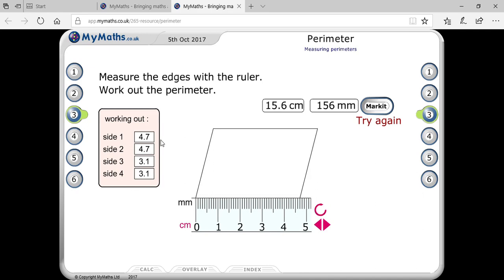Okay, no, it's okay. Give me one second, I'm checking very quickly. 4.7 plus 4.7 plus, that was 3.1, 3.1 plus 3.1. Yeah, that's the same. 15.6 centimeter.